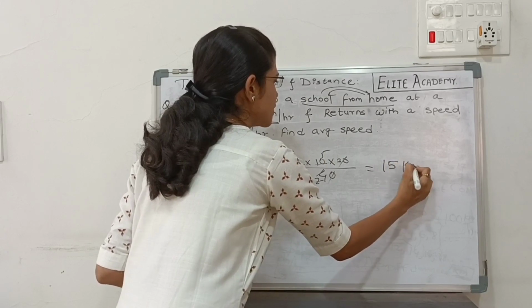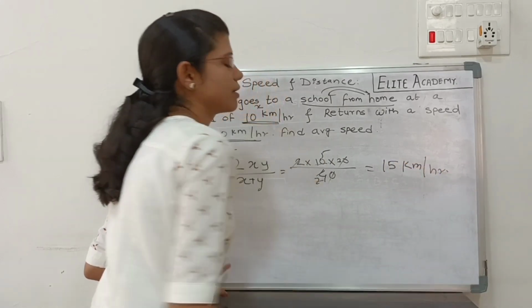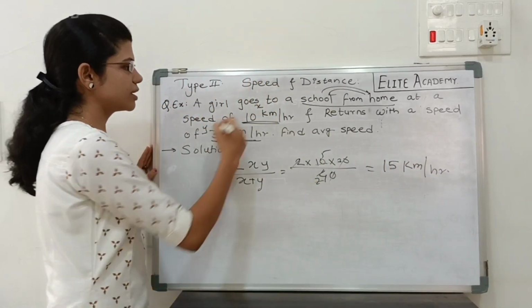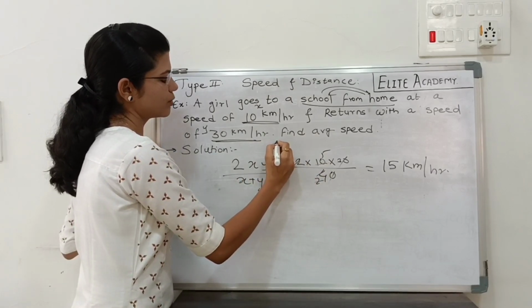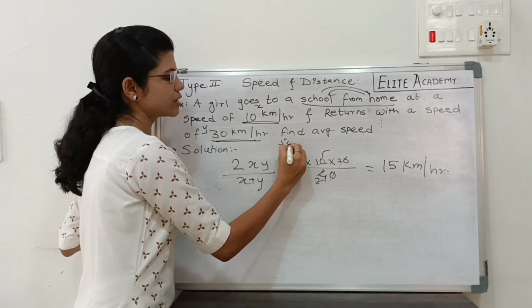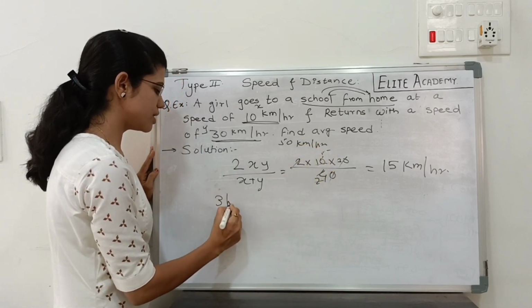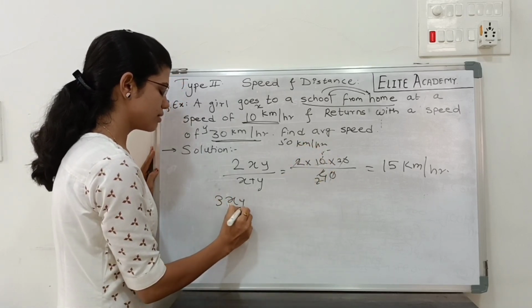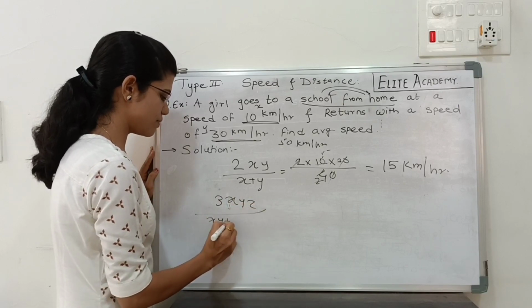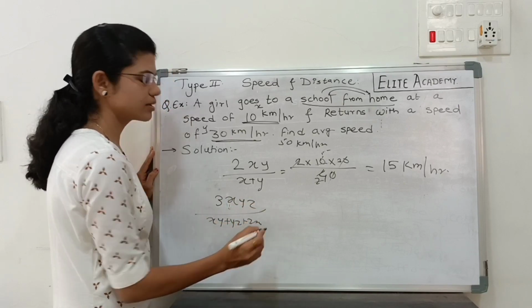The answer will be 15 kilometers per hour. Suppose there is one more speed, 50 kilometers per hour. Then the formula to be used is 3xyz upon xy plus yz plus zx.